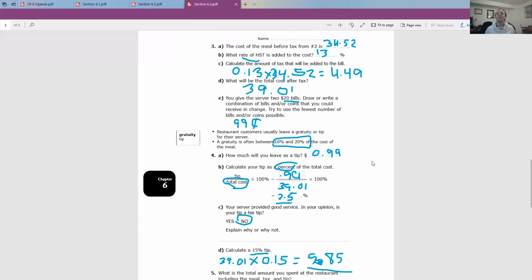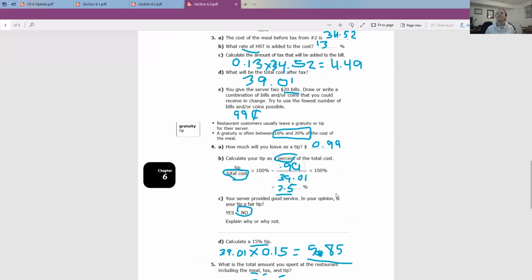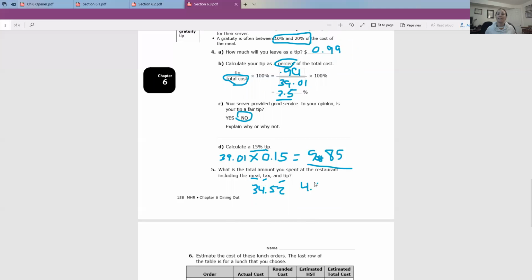My tax, and I'm just doing it this way so you can see all of it, was $4.49. And my tip was $5.85. So these three together, if I add them, would give me my total cost. Now, if you took the $39.01, that's these two already added together. So the $39.01 plus the $5.85, $44.86.